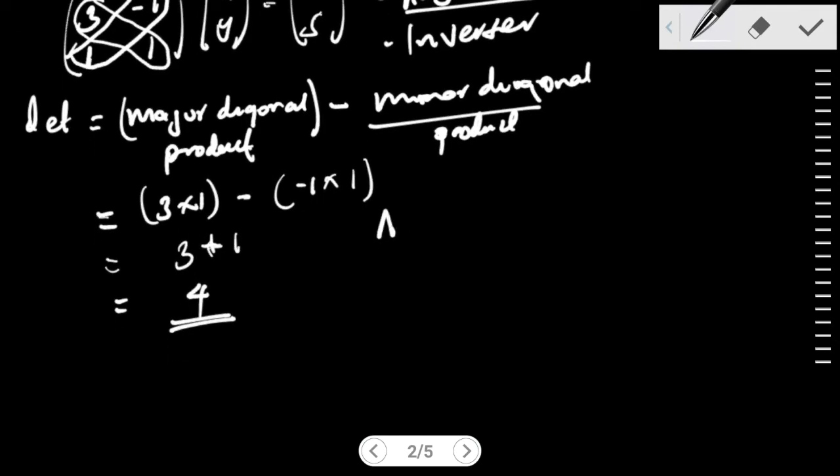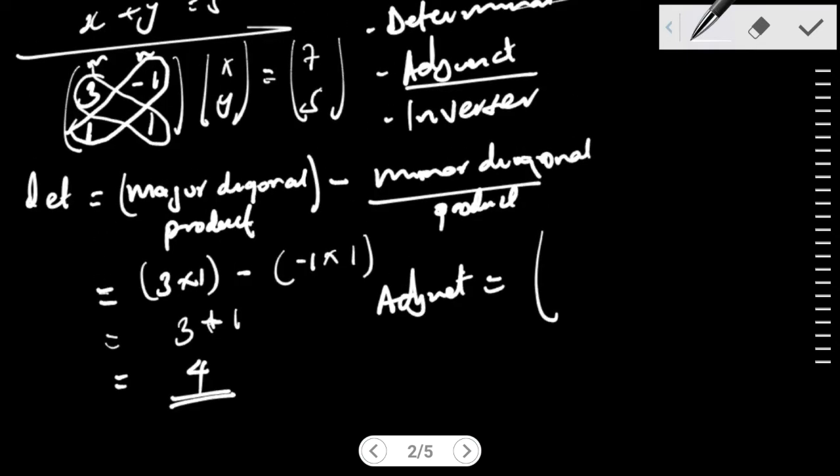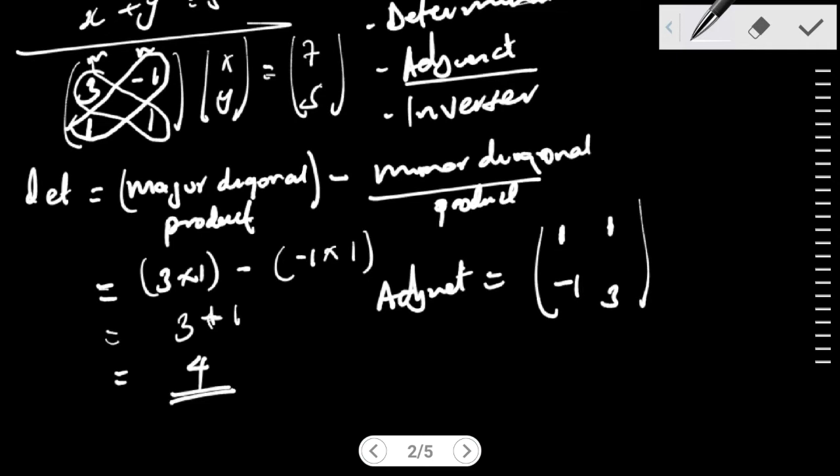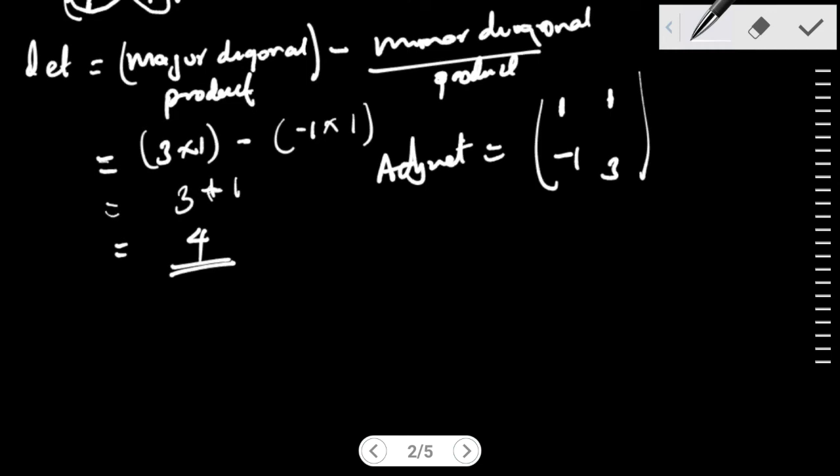The adjunct in this case would be, you change the position of the major diagonal. The 1 would go in the place of 3, therefore I'd have 1 here, and 3 would go to replace the other. Now the minor diagonal, they just change signs. Therefore, this would be 1, this would be negative 1. Having got that, I'm going to come here now to get the inverse.